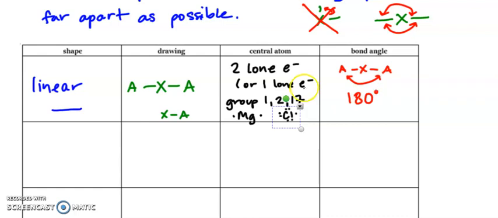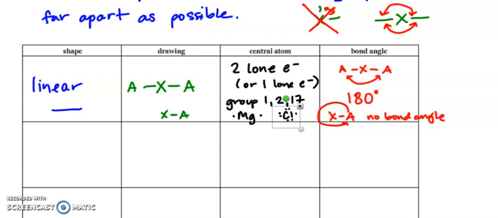However, if you have the 1 lone electron, like this XA situation, this would have no bond angle because you don't have anything to go around. There's nothing else to hit.